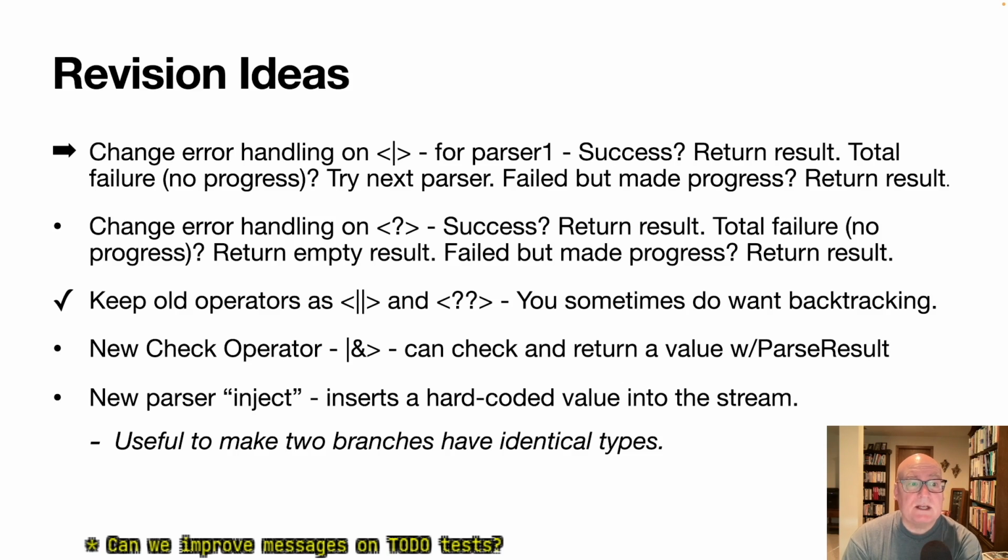We already did this next one, which is we're going to keep the old operators as bar and question. They allow the backtracking, and sometimes you need that, so we'll do that. Then we have a couple operators we added: a new check operator that checks and returns a value with a parse result instead of an optional, and an inject that puts a hard-coded value in the stream. This is useful because sometimes if you have or, you need to have the same result, and so maybe we need to insert a token or something that just helps it out a little bit.